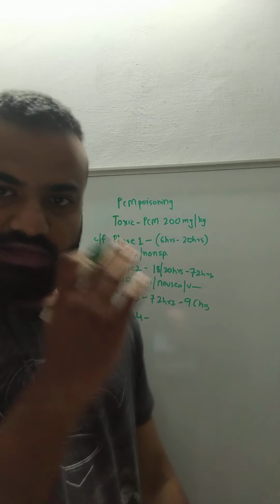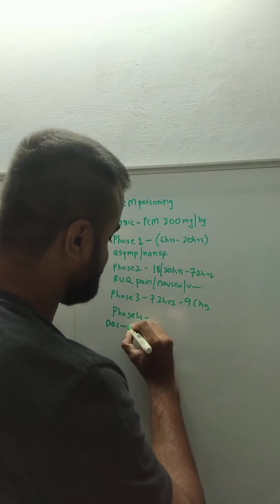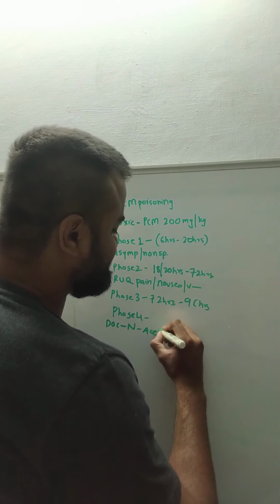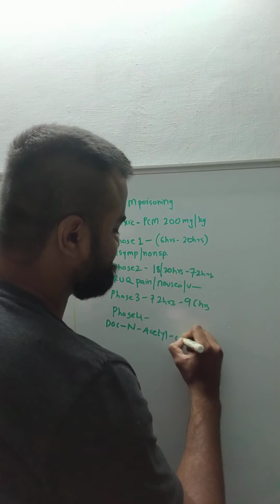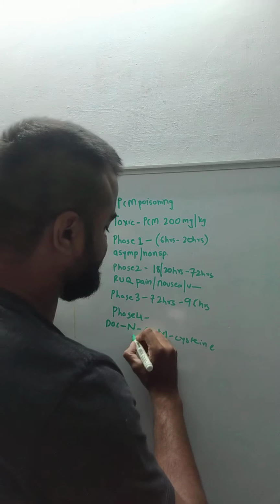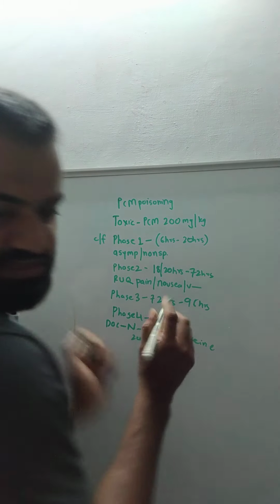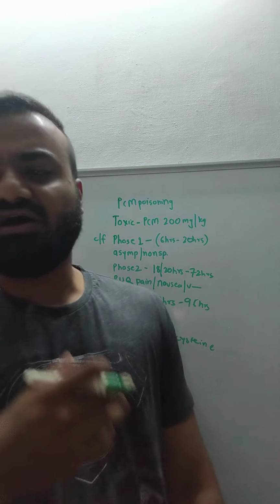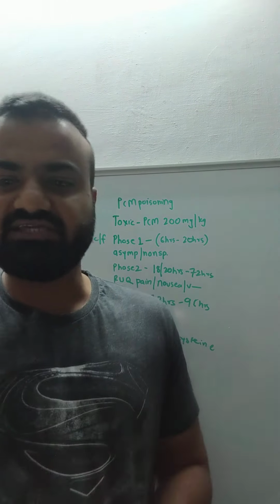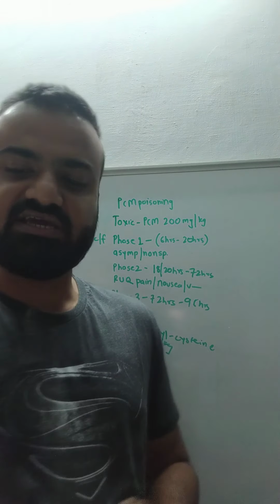Now as you all know, the drug of choice for PCM poisoning is N-acetylcysteine. What is the dose? The dose is the same as the toxic dose, 200 mg per kg. It can be given up to 300 mg per kg, but for simplicity we take 200 to 300 mg per kg.